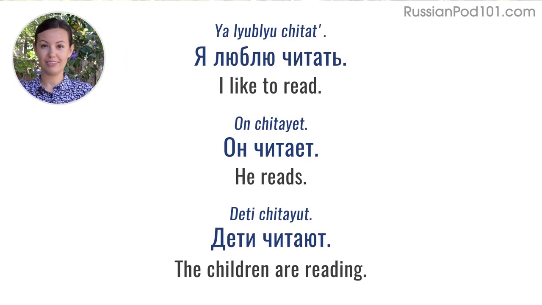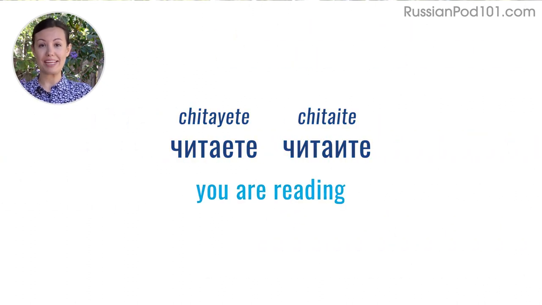For example, я люблю читать. I like to read. Он читает. He reads. Дети читают. The children are reading. If we know how to conjugate the verb, we can avoid spelling mistakes, which are common in the unstressed personal endings of the verbs. For example, the verb читаете, you are reading.